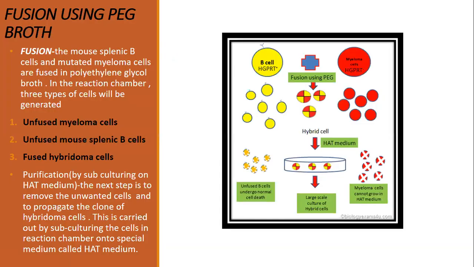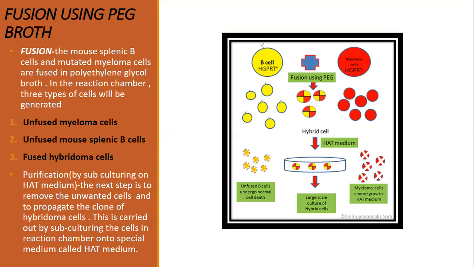Now, how does fusion occur? Fusion of B cells, which are HGPRT positive, and myeloma cells, which are HGPRT negative. How does the fusion occur between both of them? First we go for the selection. We choose the B cells, which we stimulate ourselves, then we take the myeloma cells, which we mutate ourselves, and both are compatible. The next step in hybridoma technology is to fuse them. Now, how does the fusion occur? The mouse splenic B cells and mutated myeloma cells are fused in polyethylene glycol.